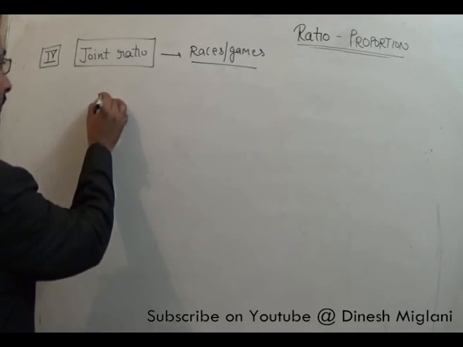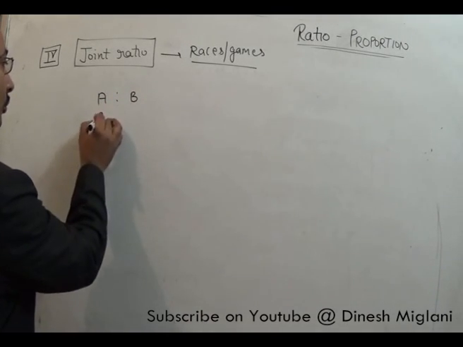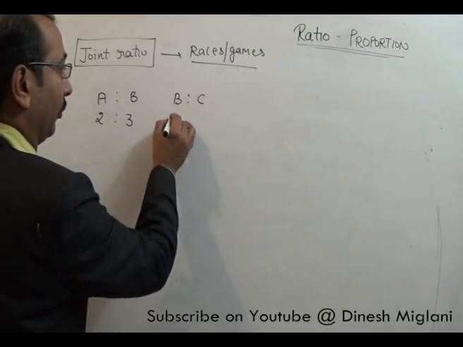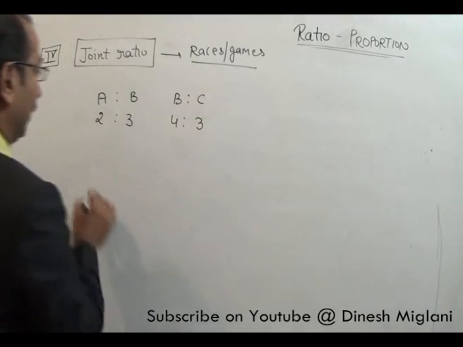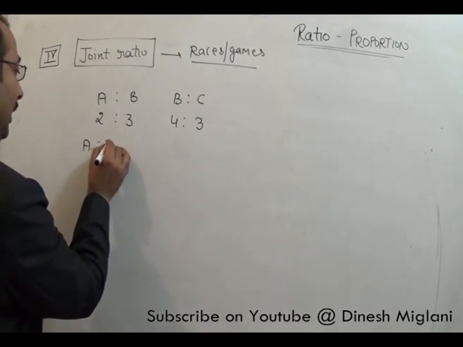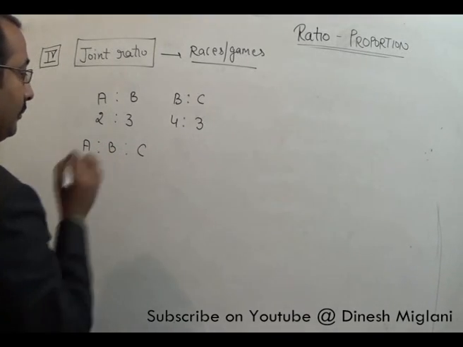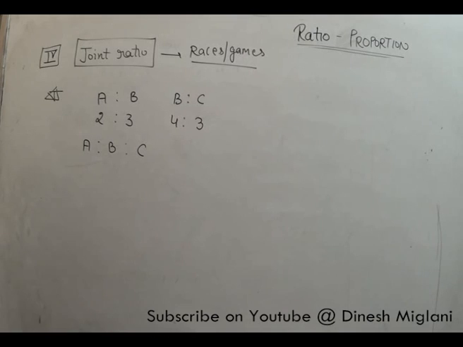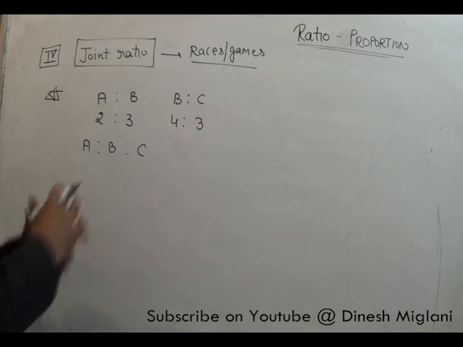For example, if A ratio B is given as 2 ratio 3, and B ratio C is given as 4 ratio 3, I have to find the ratio of A ratio B ratio C. The question is, A ratio B is 2 ratio 3, B ratio C is 4 ratio 3, and I have to find the joint ratio of A ratio B ratio C. Now if I have to answer this question, I have to combine these two.